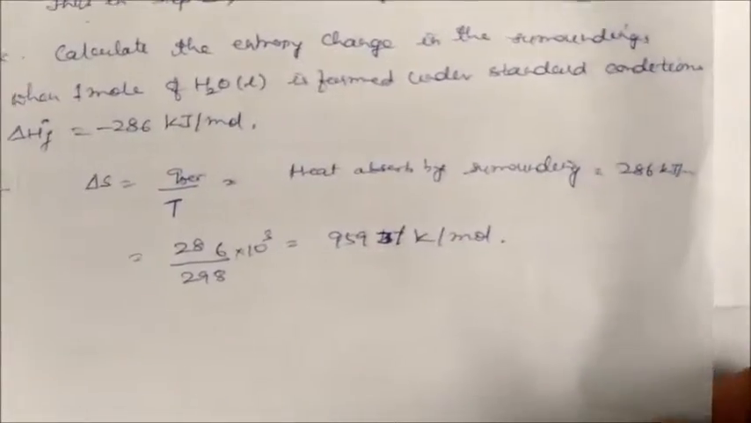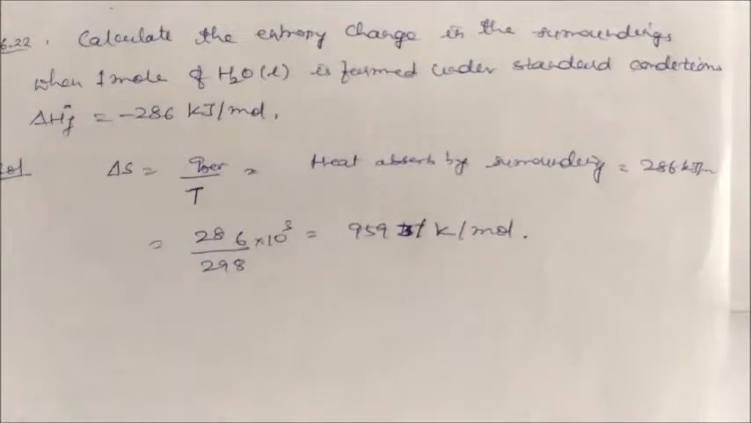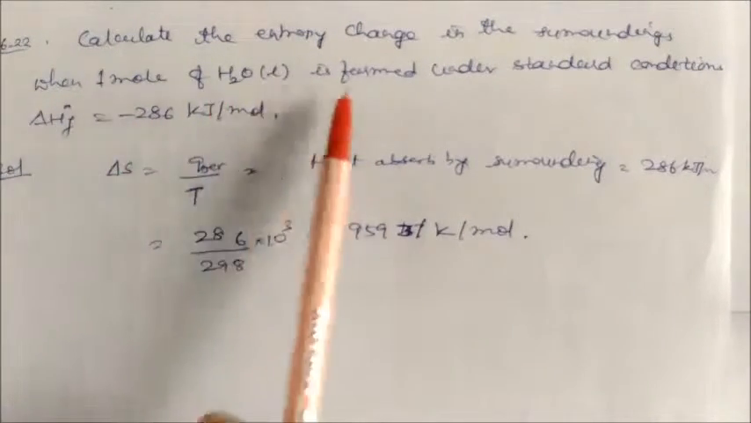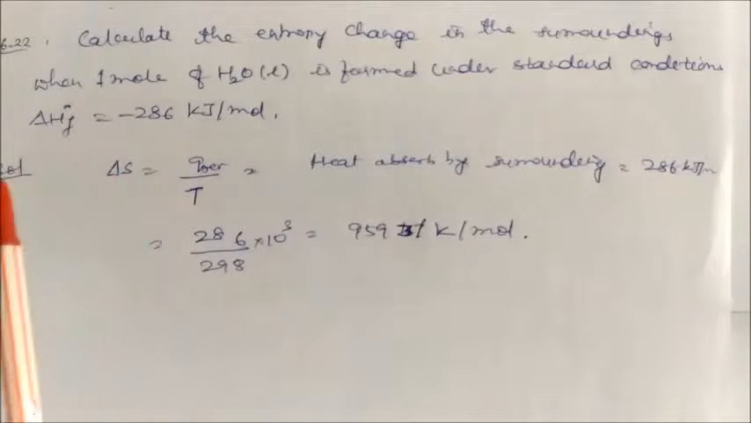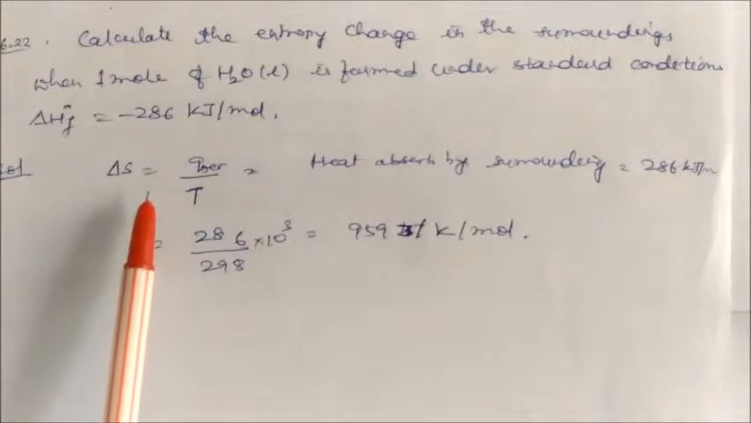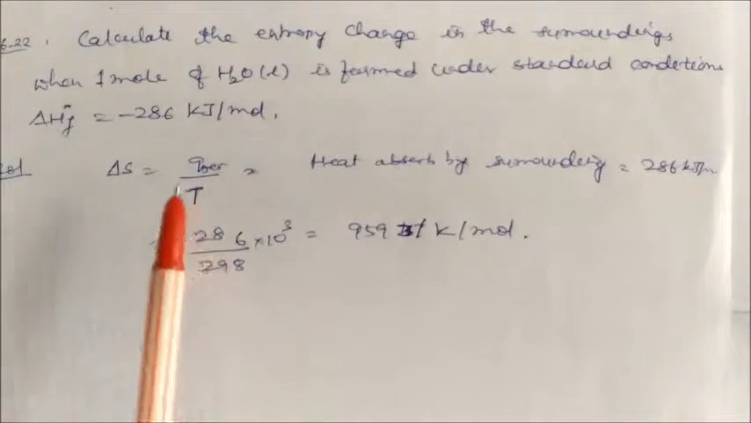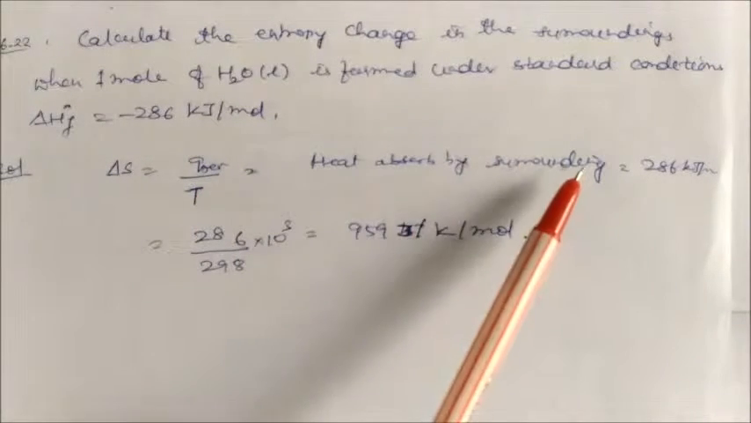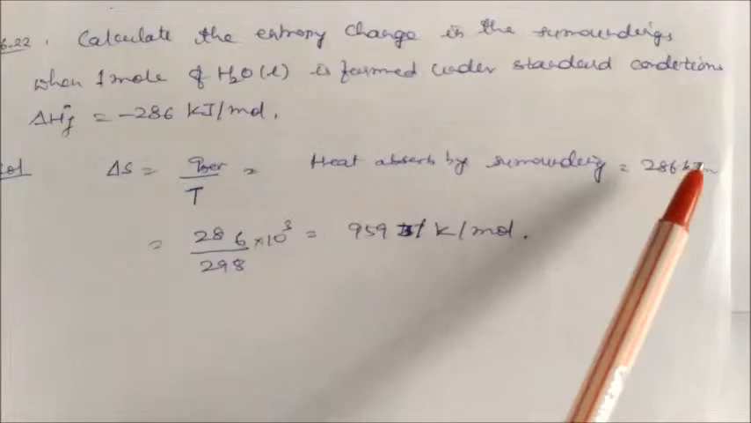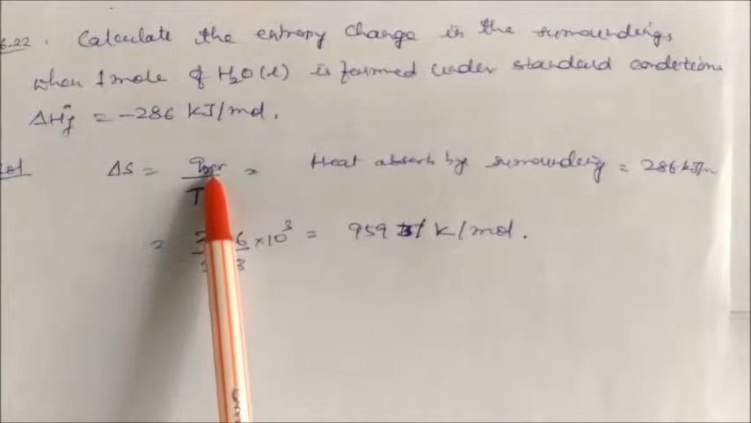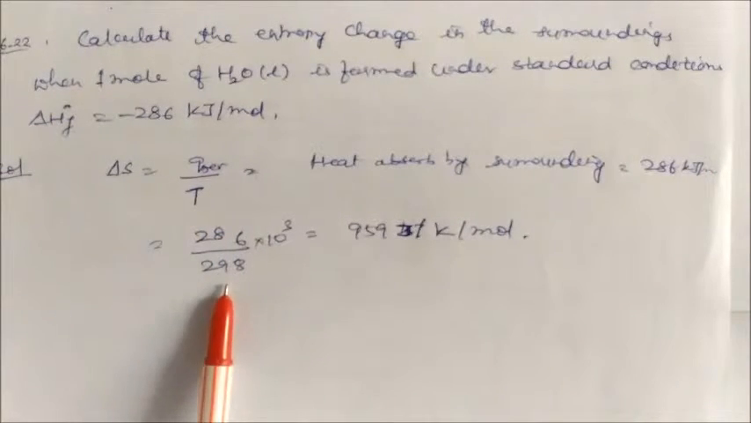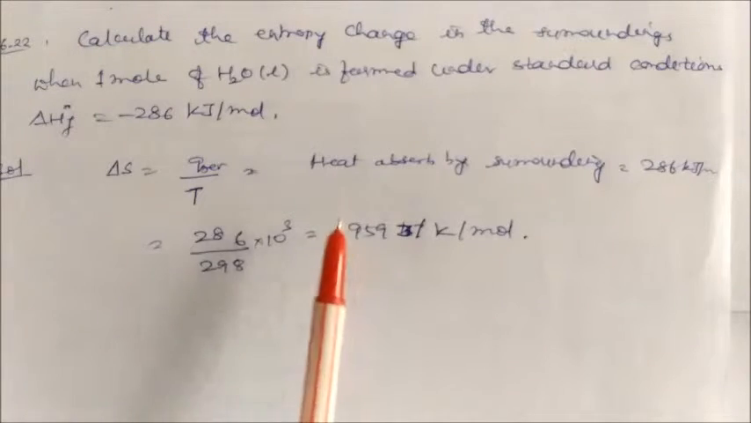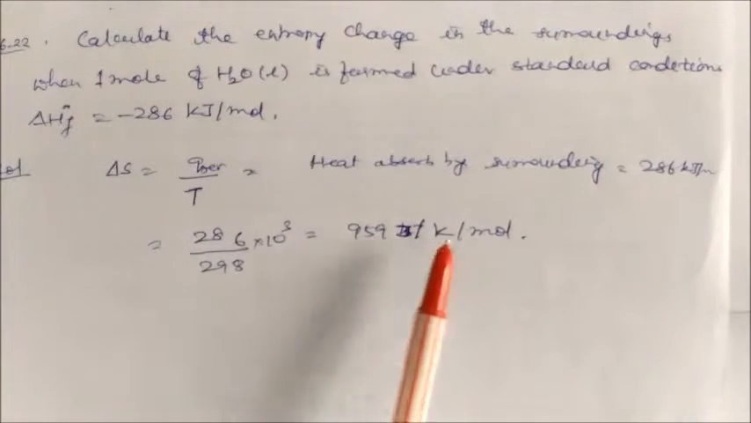Now calculate the entropy change in the surroundings when 1 mole of water is formed under standard conditions, where the heat of formation is given this much. Delta S we know is Q reversible by T, and the heat absorbed by the surroundings will be this much value. Substitute the value, this is the heat of the surroundings, divided by the standard temperature. So delta S will be 959 joule per Kelvin per mole.